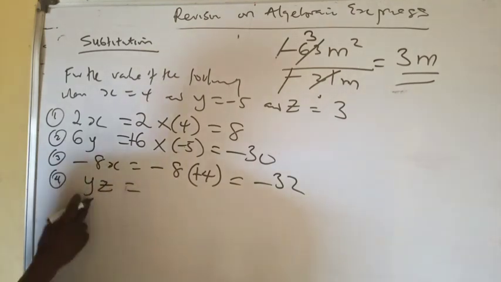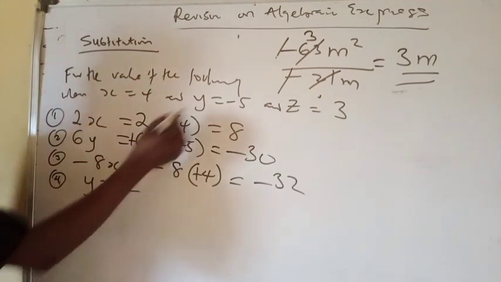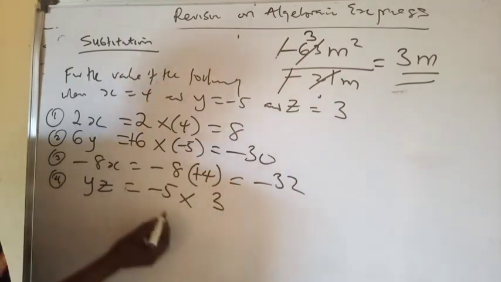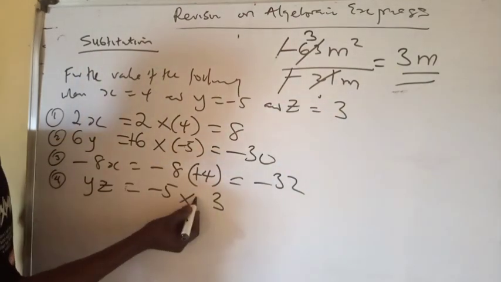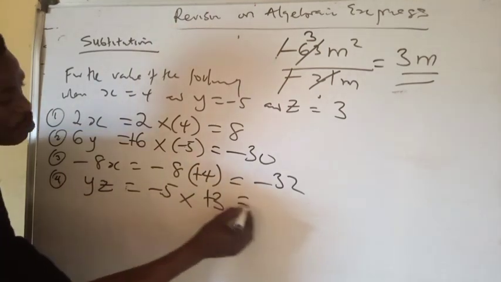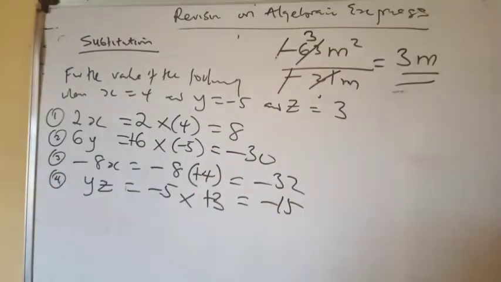Now let's see another one. yz. The meaning of yz is y times z. So what is my y? Minus 5. What's my z? 3. This one is directed. You have to direct this one, yes or no? What will I put here? Plus. I put plus. Plus times minus will give me what? Minus. 5 times 3, you have 15. Are we clear? Yes, sir.